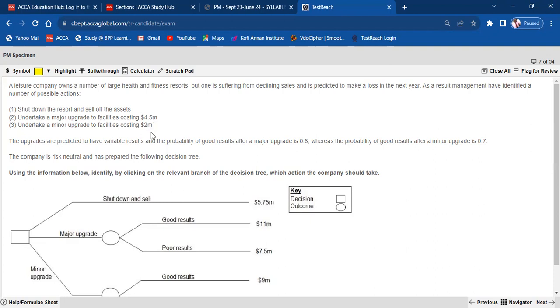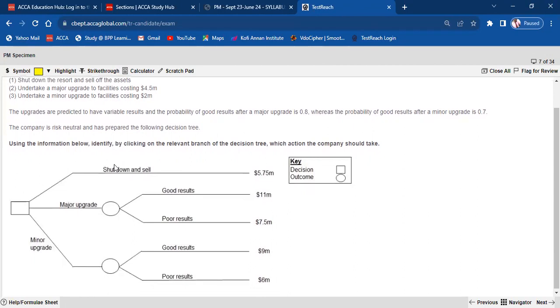2, or we should undertake a major upgrade to facilities. That will cost us $4.5 million. Or we should undertake a minor upgrade to facilities costing $2 million. So these are the 3 things that we need to choose from, and we've got to choose only one. And they are plotted along branches in what we call a decision tree.